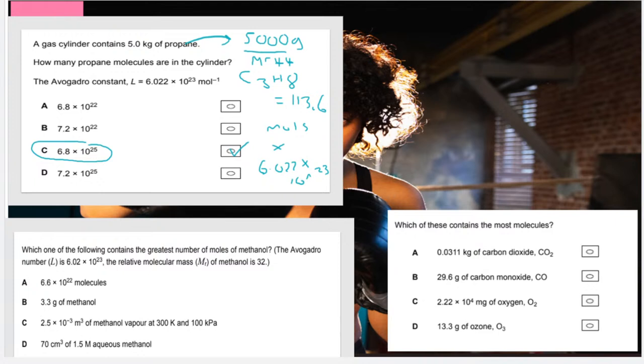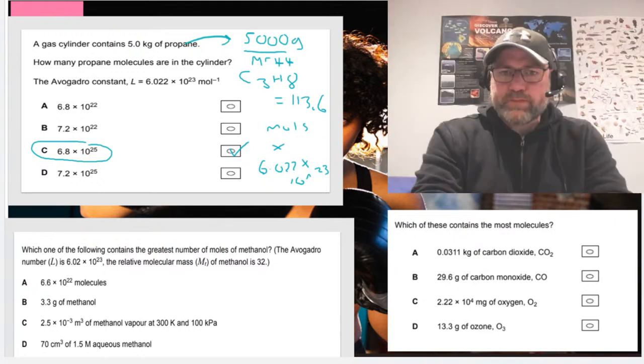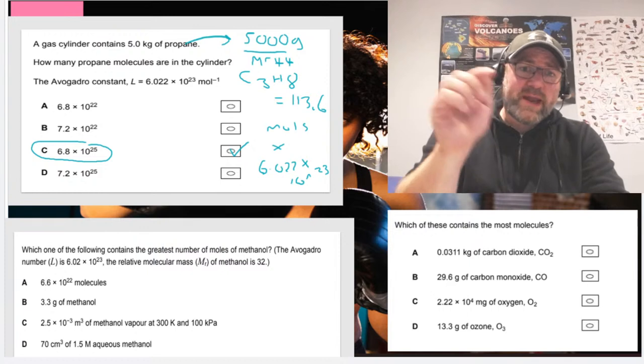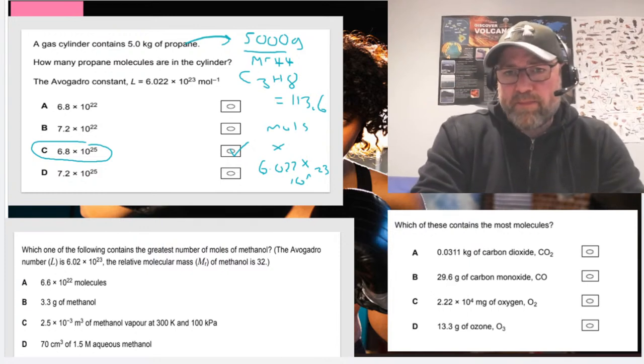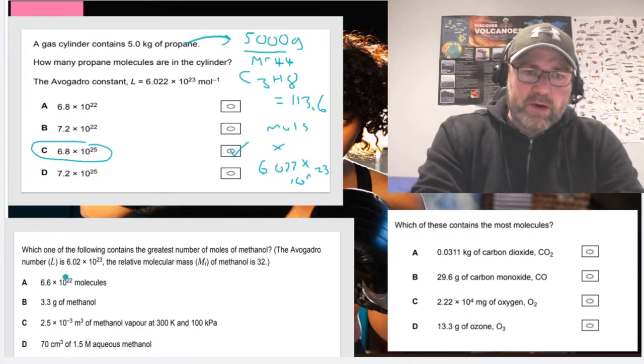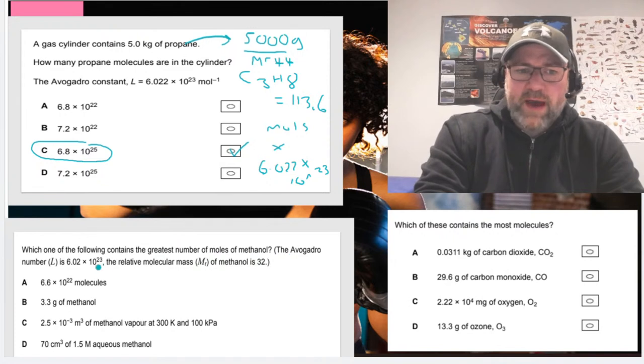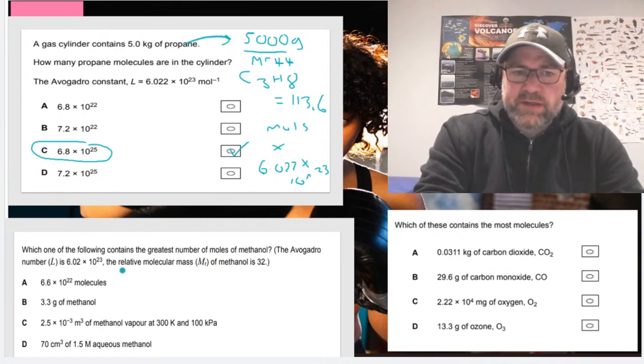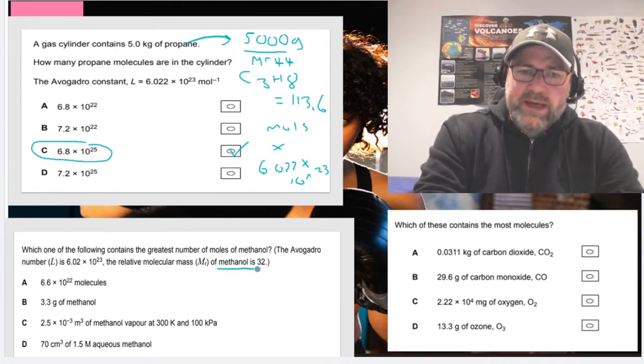So how would I do the next one? Pretty tricky. We've got number of moles of methanol. The Avogadro's number is 6.02 times 10 to the 23. They've even worked out the MR of methanol is 32 to save us time.